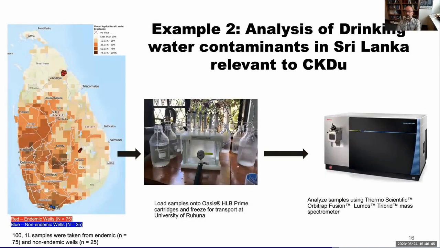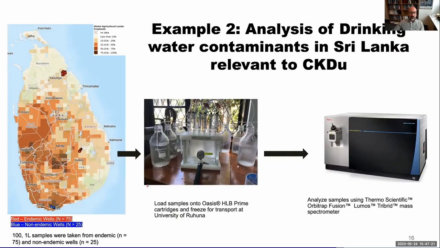Okay, so just switching gears really quickly, I want to talk about our second example. This is actually analysis of drinking water contaminants in an international study. This is in Sri Lanka, where we actually went over and took drinking water samples in communities that are impacted and are experiencing CKDU, which is chronic kidney disease of unknown etiology. And this is a real mystery, where it's unclear what the risk factors and the potential exposures may be that induce or contribute to the development of this disease in these populations.